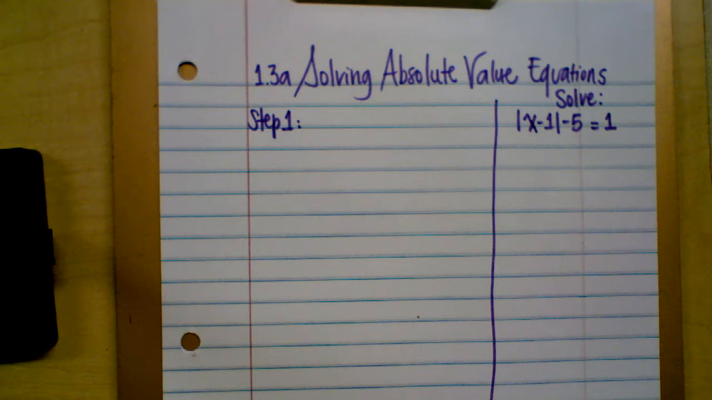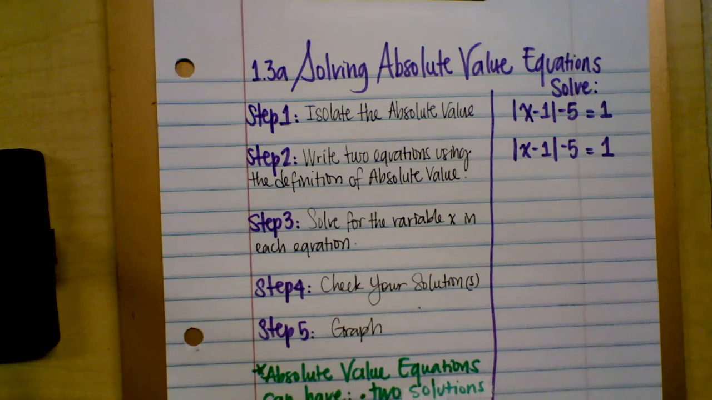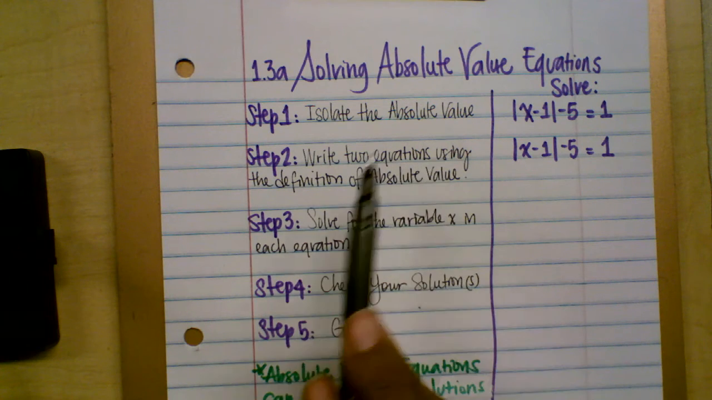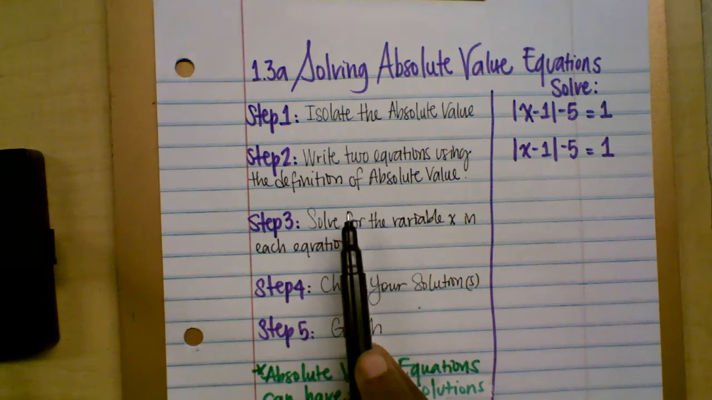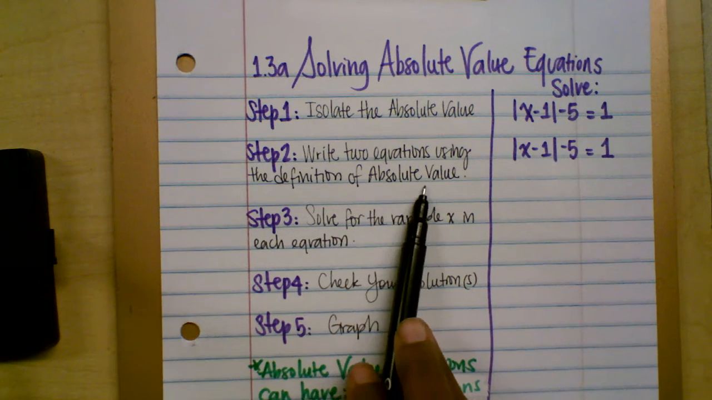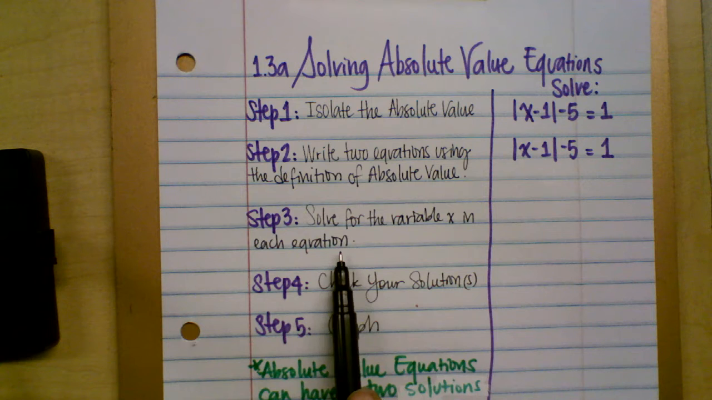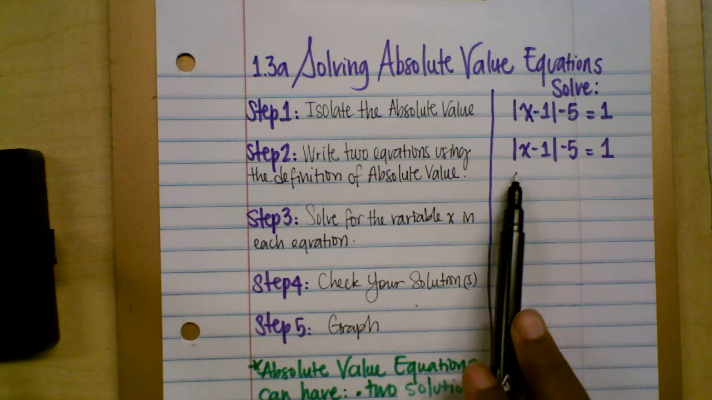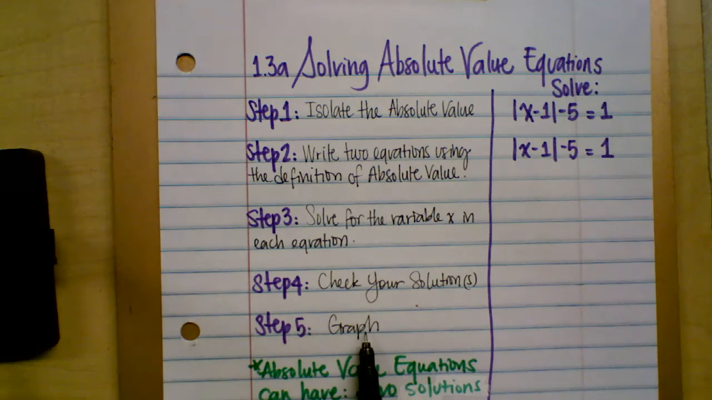So I'm going to list out the steps. The first step is to isolate the absolute value. The second step is to write two equations using the definition of absolute value. Step 3, solve for the variable x in each equation. And I'm choosing to use the variable x, but I could have chosen any letter from A through Z. Step 4 is to check your solutions, and the last step is to graph.